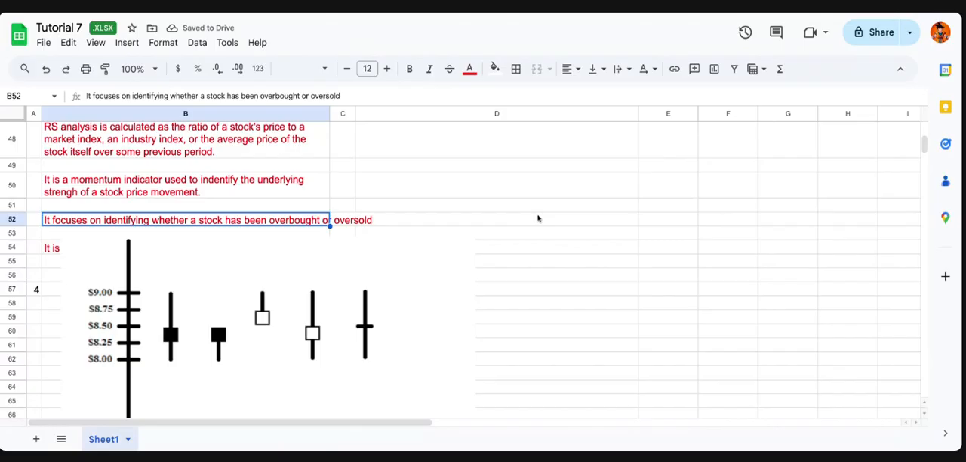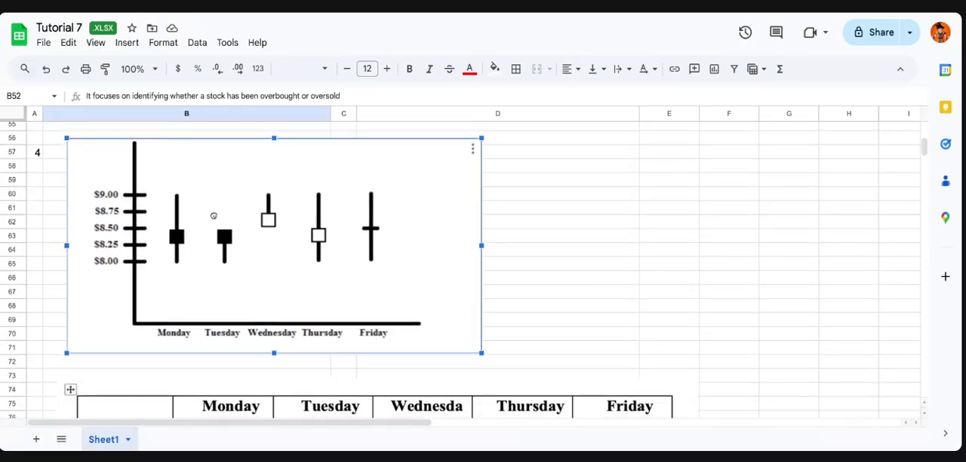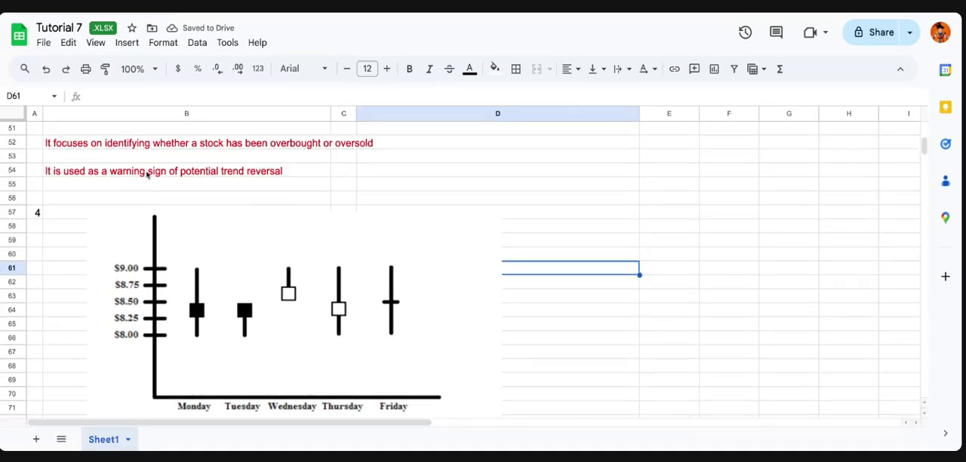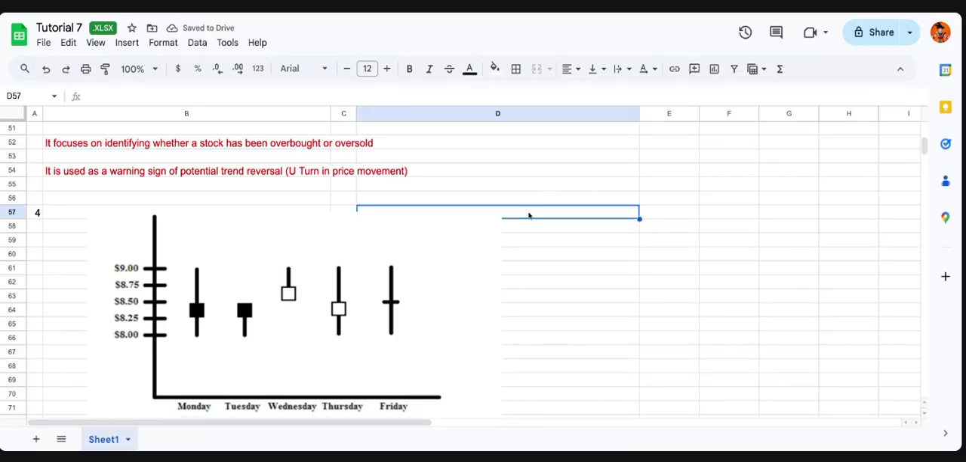So overbought means going up too high already, must come down. Oversold means the U-turn is coming. Right. What else? It is used as a warning sign of potential trend reversal. Trend reversal, which is the U-turn in price movement. So that's basically what we are doing.